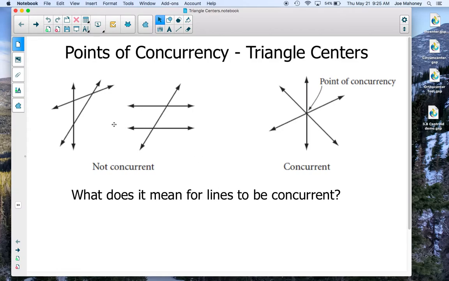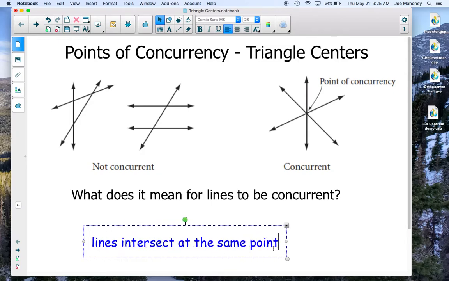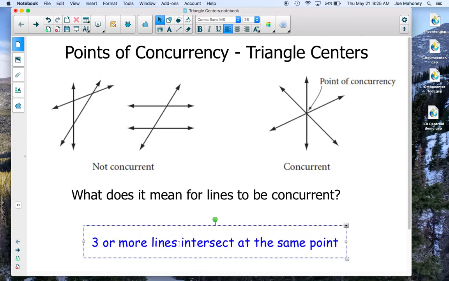If you take a look at the two pictures on the left side here, those are three lines and they're not concurrent. But on the right side, these three are concurrent. Do you know what it means for lines to be concurrent? It's when lines intersect at the same point. And when we talk about lines, we usually say three or more lines that intersect at the same point.